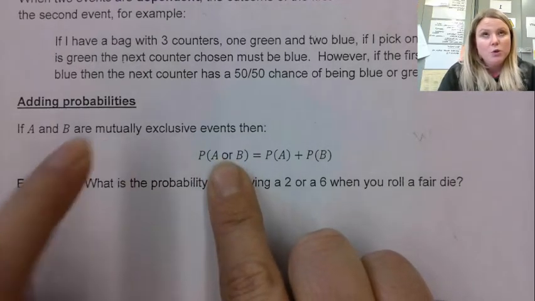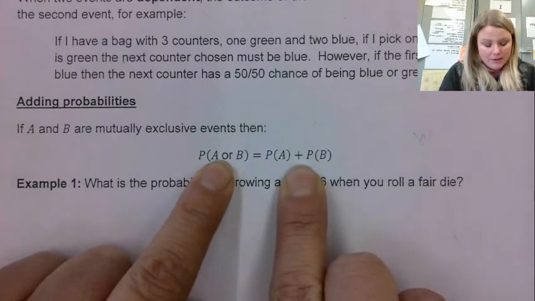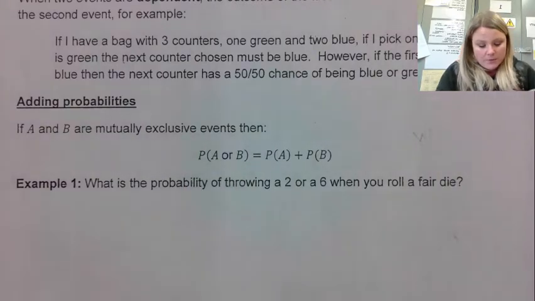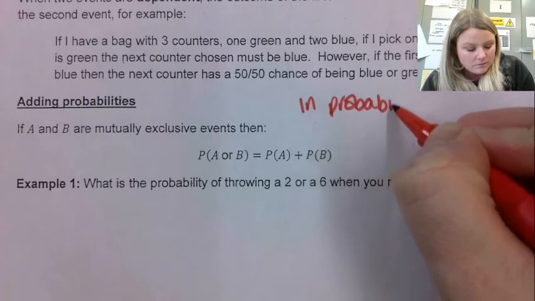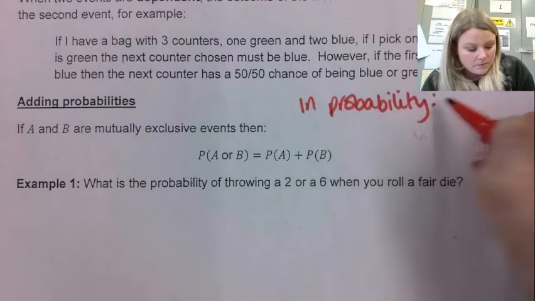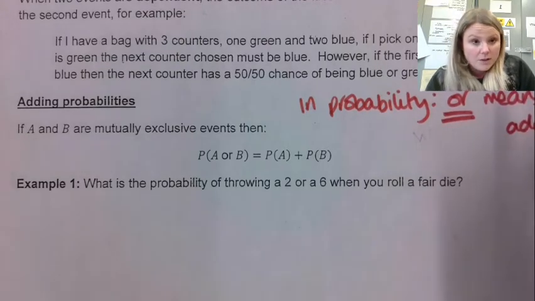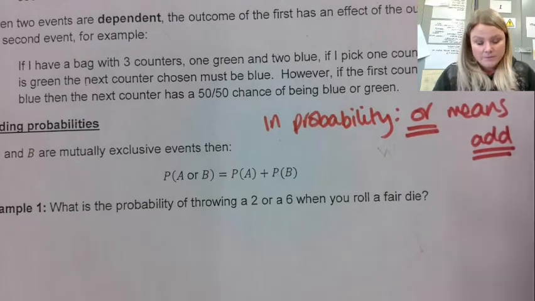Anytime you see the word "or", that means you add the probabilities together. So I want you to add this in as a little extra note in your notes. In probability, "or" means add. The word "or" in a question means that you add the things together.